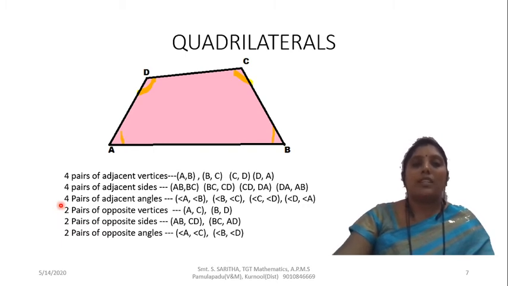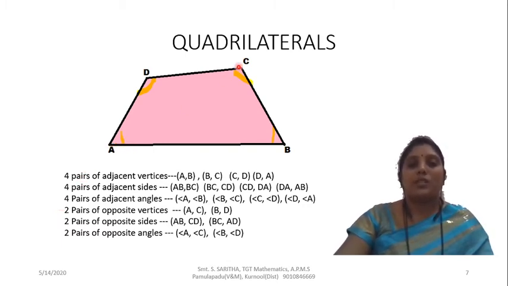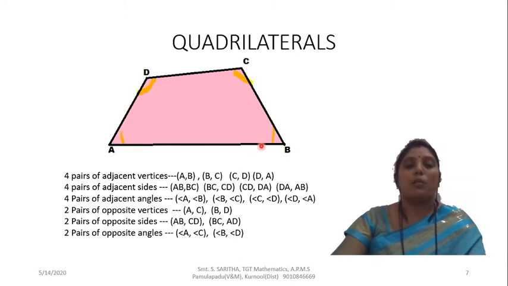Now looking into the opposite things. Vertex A is opposite to vertex C, whereas vertex B is opposite to vertex D. So, it has two pairs of opposite vertices. Side AB is opposite to side CD, side BC is opposite to side AD. It has two pairs of opposite sides. Coming to the opposite angles, angle A is opposite to angle C, angle B is opposite to angle D. So, it has two pairs of opposite vertices, two pairs of opposite sides, and two pairs of opposite angles.